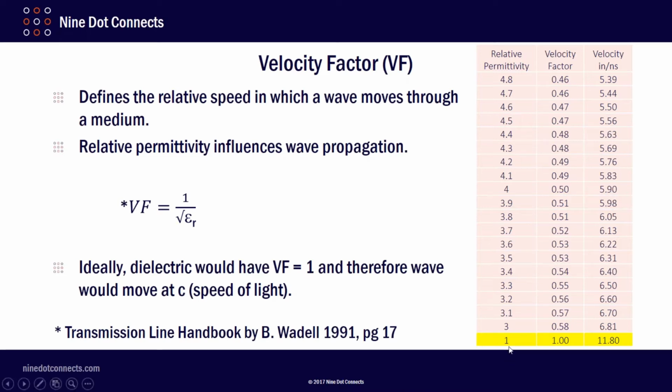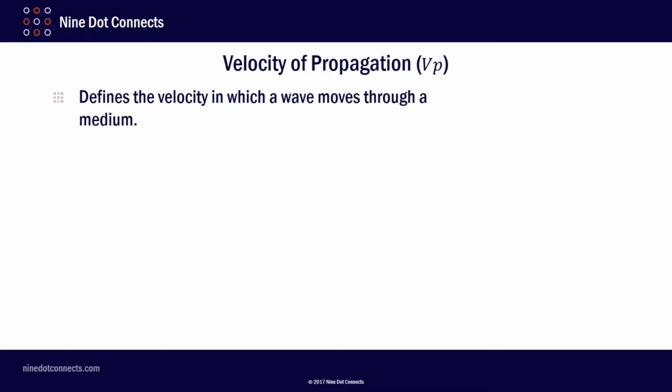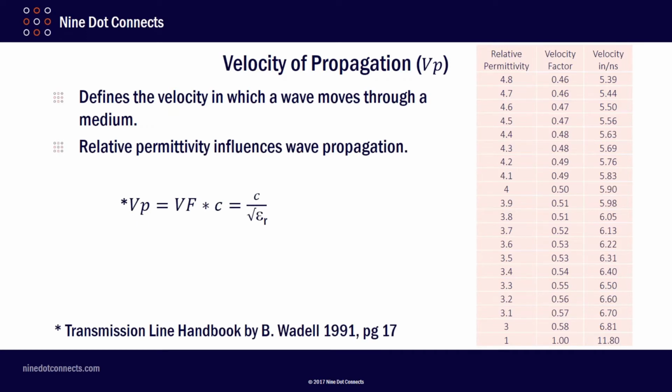You'll notice down here, what I've done is shown you that if the relative permittivity is 1, which air is, then the velocity factor is 1, so it travels 100% the speed of light. And you calculate that out, it's approximately 11.8 inches per nanosecond. Now the velocity of propagation actually defines the velocity at which a wave moves through a medium. Again, we're not going to derive the equation.